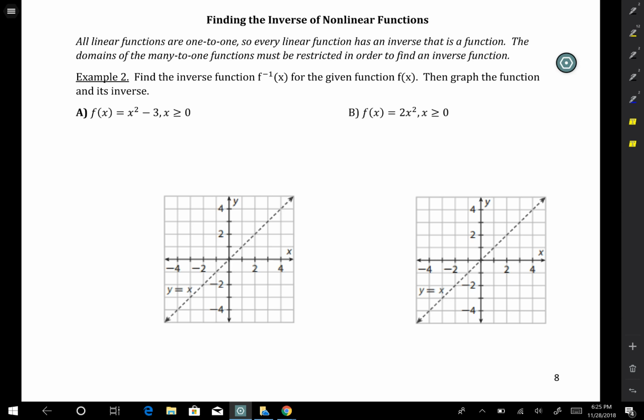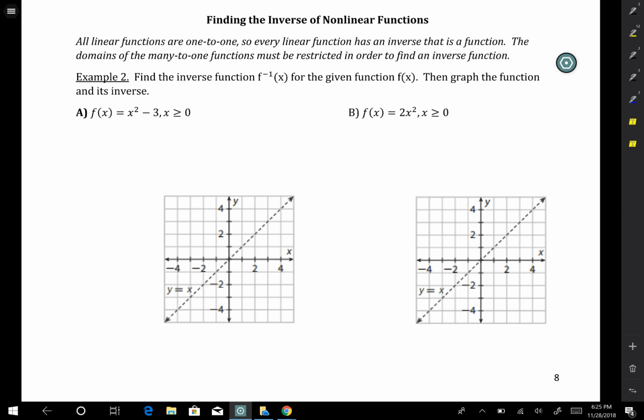That method of graphing the function and the inverse is much easier to do when we're talking about functions that are not linear, which is what we're going to do now. All linear functions are one-to-one, so every linear function has an inverse that is a function. The domains of many-to-one functions must be restricted in order to find an inverse.